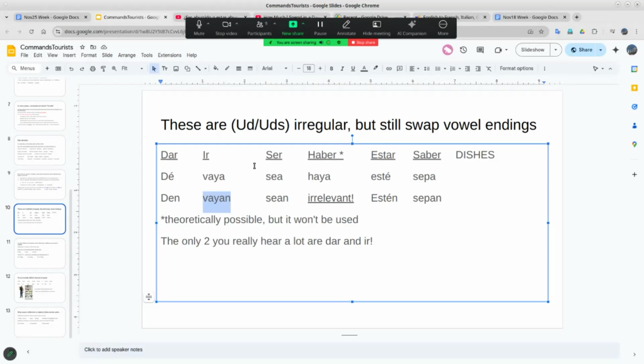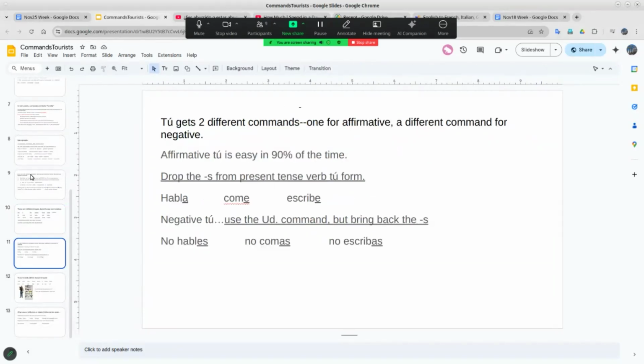So, all right. The only two you hear a lot and use a lot are ir and dar. So out of that dishes format, all you got to know is dar and ir. Yay, that's all you got to know. Okay. Tú is a big can of worms. Now we're going to open the can of worms. Here's the can of worms.